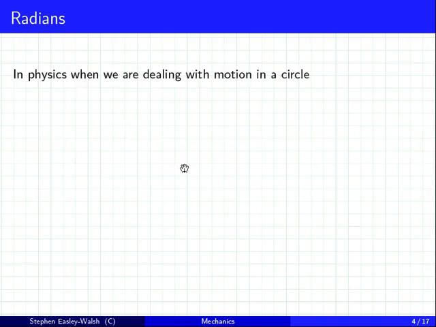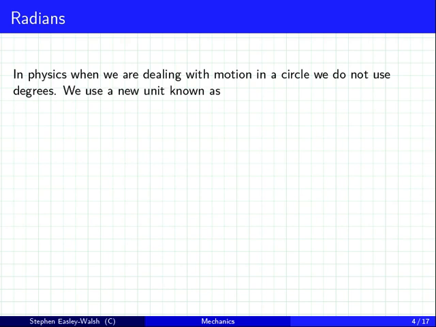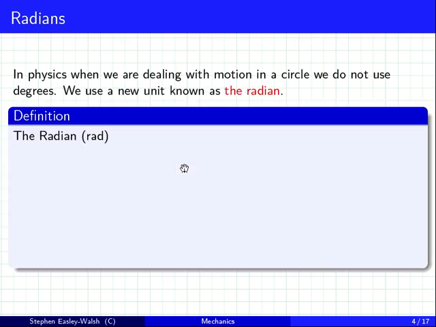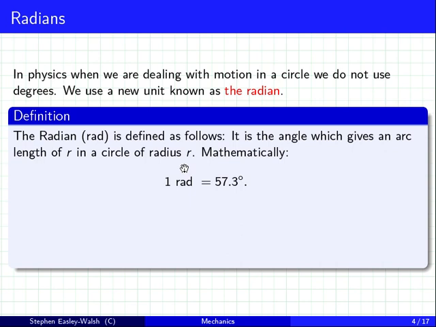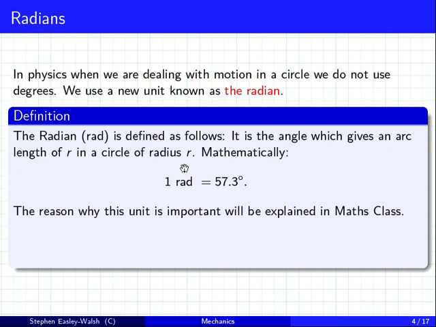So in physics, when we are looking at motion in a circle, we don't actually use degrees to measure the angle. We use a different unit called the radian. Now, the definition of the radian is, before you write this down, I just need to explain it. It's the angle which gives an arc length of r in the circle of radius r. Mathematically, 1 radian is about 57.3 degrees.